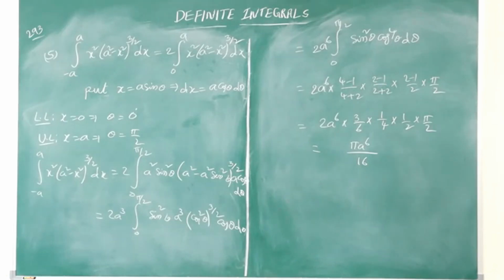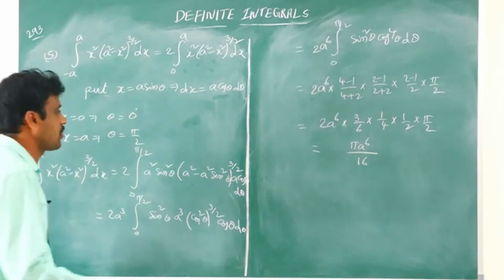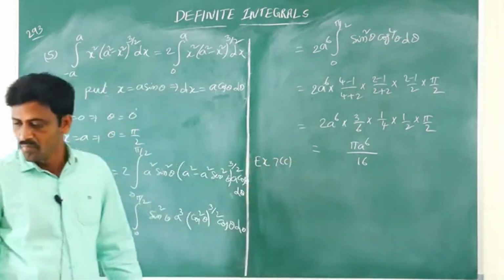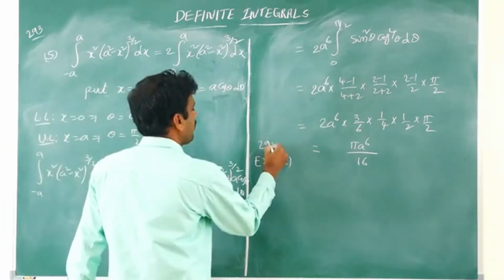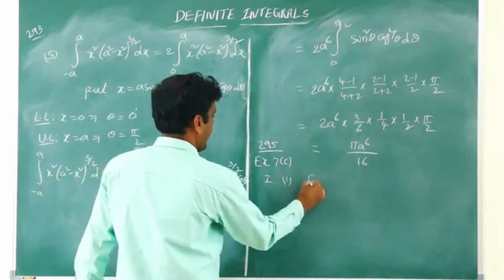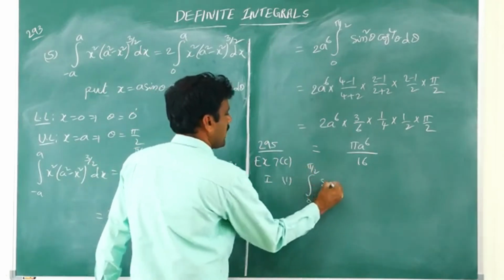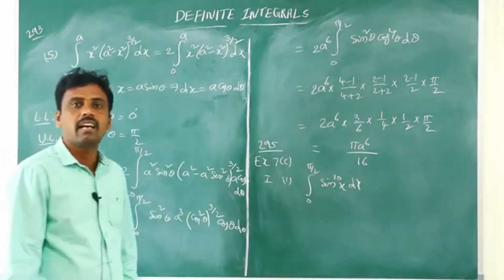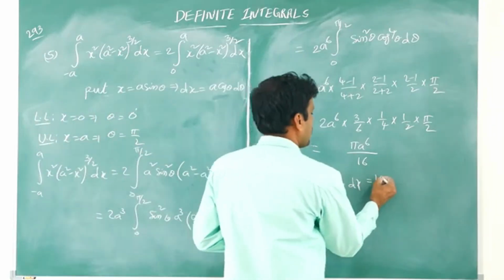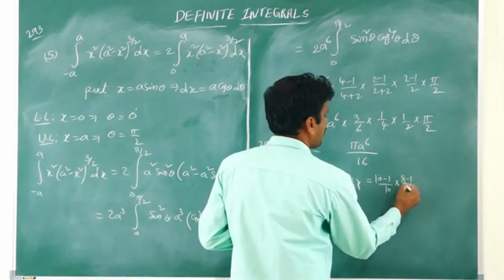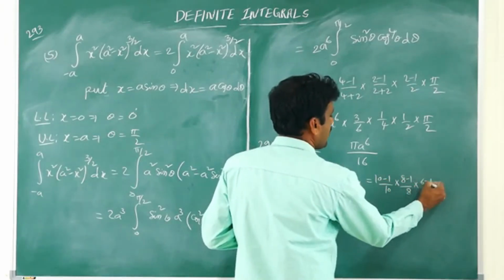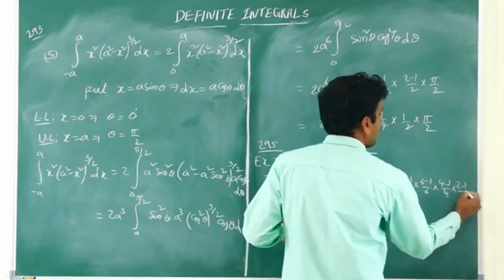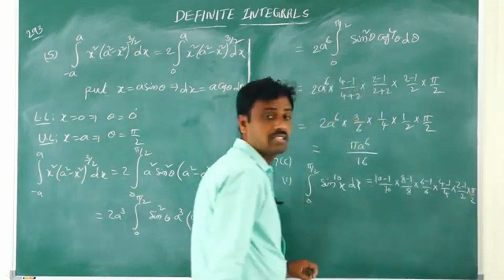Next, exercise 7c, first Roman, page number 295, first Roman. First one, find integral 0 to pi by 2 sin power 10 x dx. That is n minus 1 by n: 10 minus 1 by 10, 8 minus 1 by 8, 6 minus 1 by 6, 4 minus 1 by 4, 2 minus 1 by 2, pi by 2, because n is even.